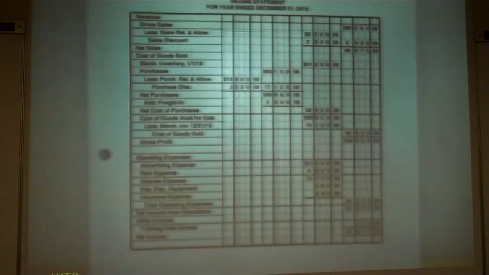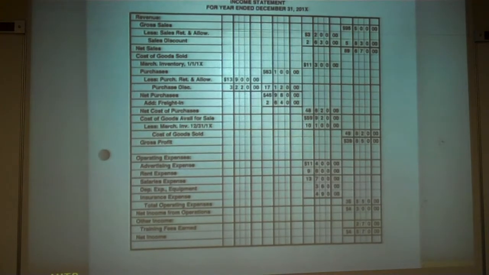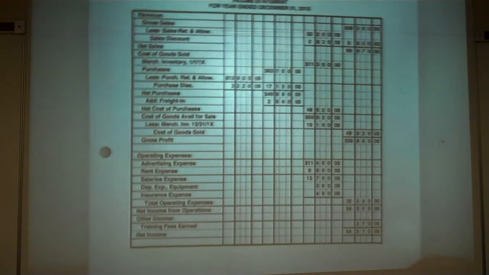All right, so let's do the worksheet first. And it's going to look like this when we get it finished. A little busier than what we have had. All right, let's look at the heading for the income statement. It's Joe's Supplies, and it should say income statement, for the year ended December 31st.